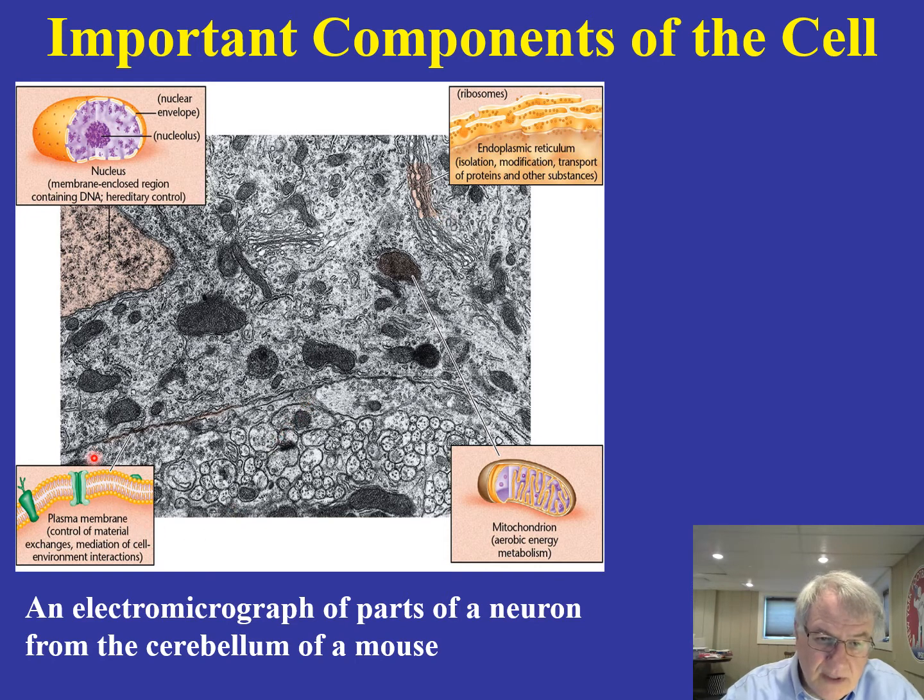What you see right here is the plasma membrane, and that is controlling the exchange of information inside and outside of the cell, maintaining the integrity of the cell environment. We'll talk a little bit about this in terms of the blood-brain barrier a little bit later on. Here's the mitochondrion that you see right here, and this is involved in energy metabolism. So again, these are some of the basic features, the basic components of the cell that you should be familiar with.